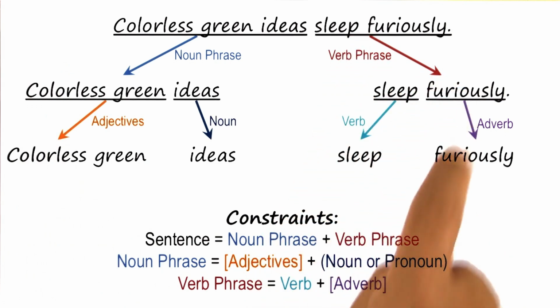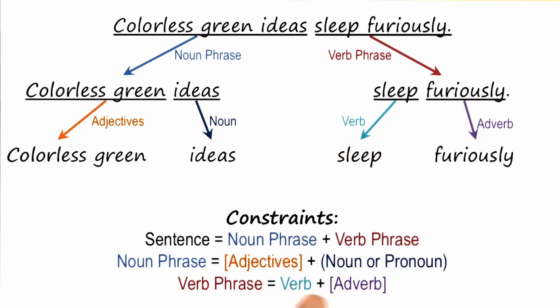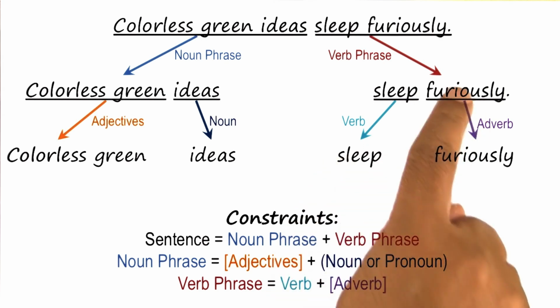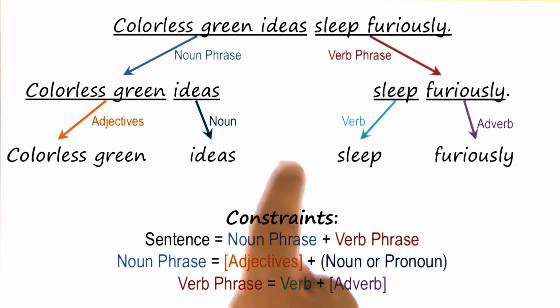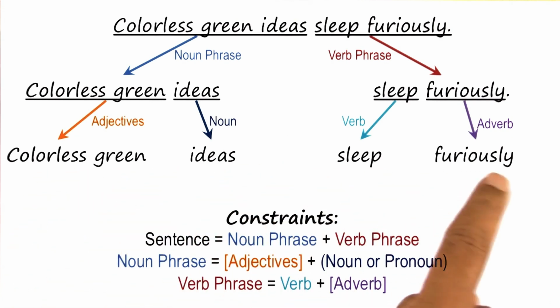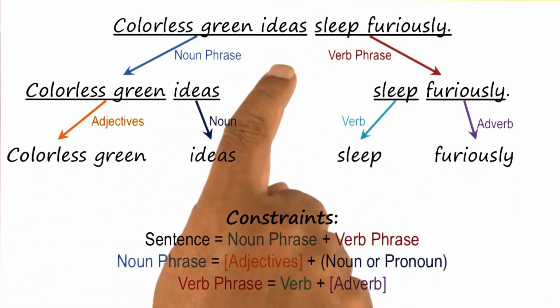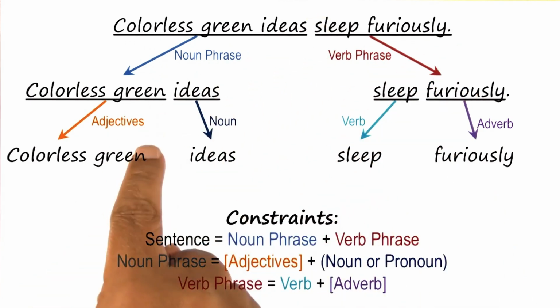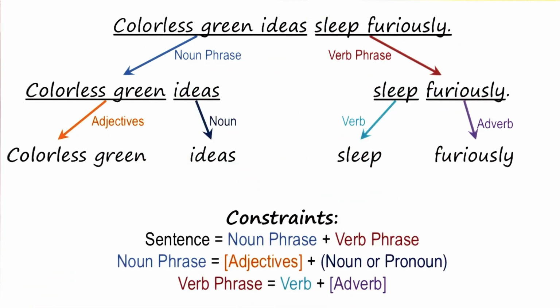Similarly, for the verb phrase, a verb phrase can be composed of a verb followed by one or more optional adverbs. We can look at a lexicon and sleep is a verb, and furiously is an adverb, so we have satisfied the constraints for this particular part. Because we have satisfied the constraints, we know the top level demarcation of this as a noun phrase and this as a verb phrase was correct. So the processing is not only top down here, it also has a bottom up component.